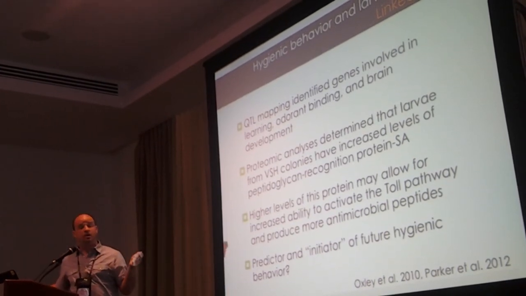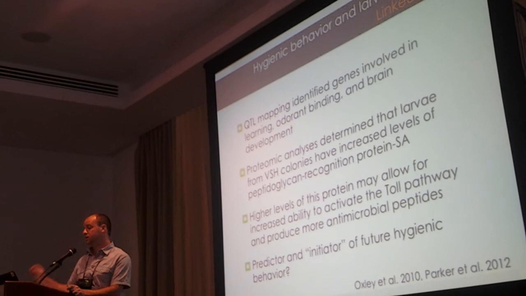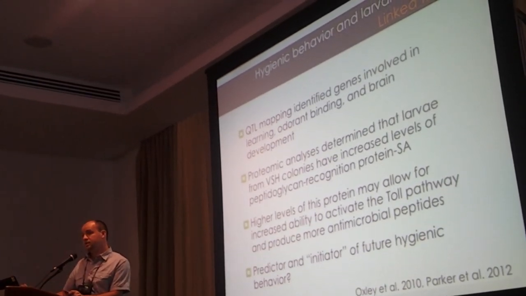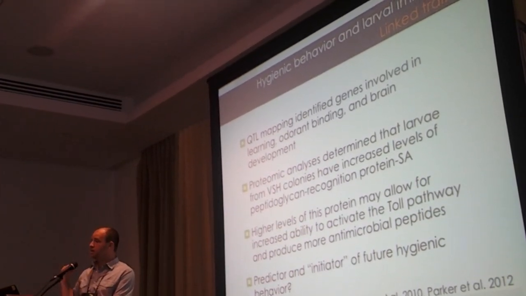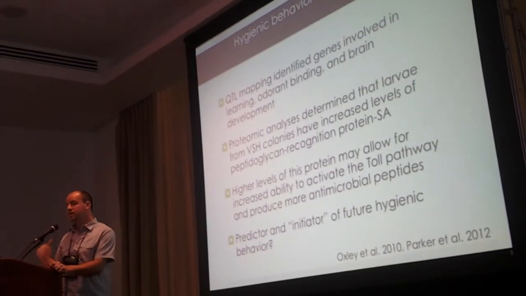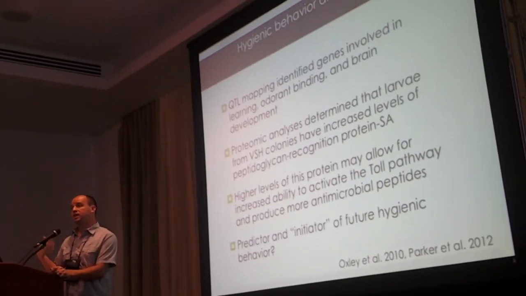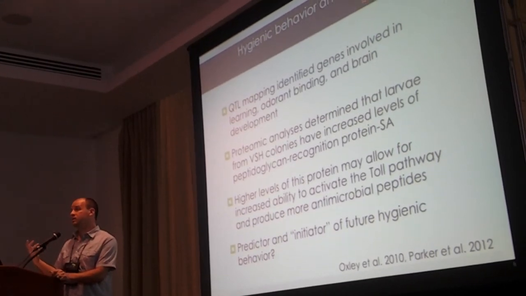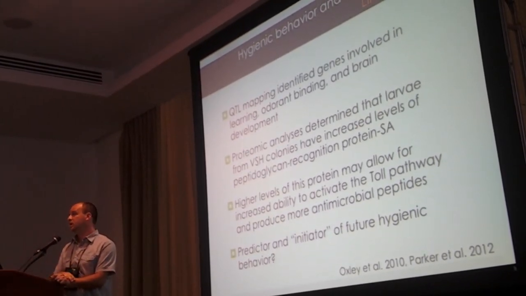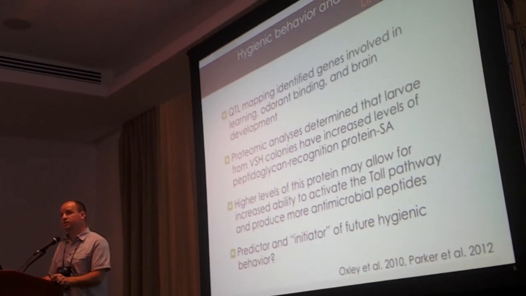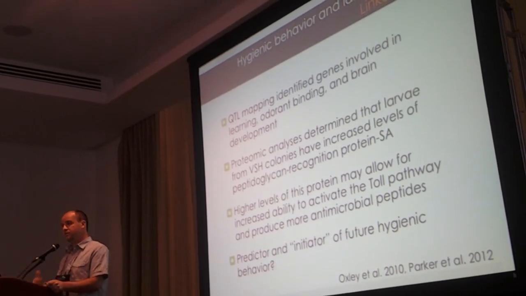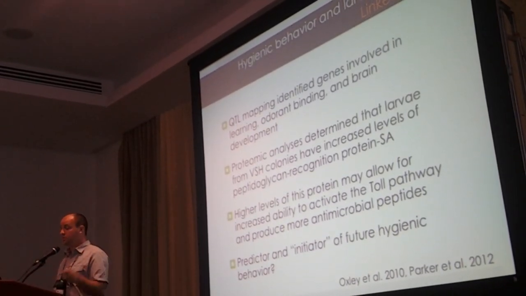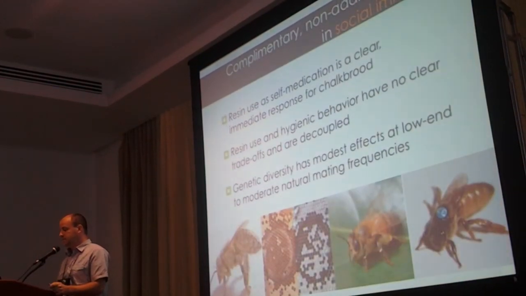However, some recent proteomic analyses have found that larvae from selected hygienic strains have increased levels of peptidoglycan recognition protein. Higher levels of this protein might allow a larva to activate its immune system more effectively, which then would increase their immune response. And so the question really is, is this a predictor or initiator of future hygienic behavior? But we need to really look at this a lot more, I think.